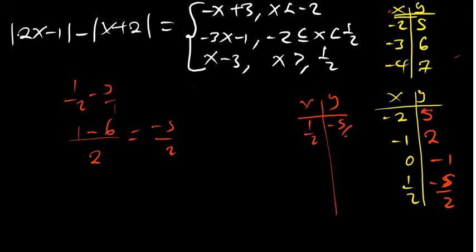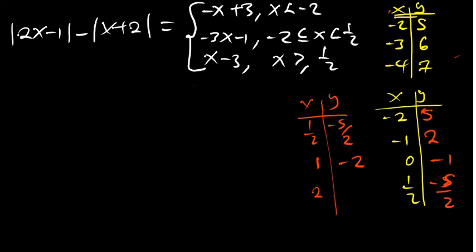Any number again greater than or equal to half, I can get what? I can get 1, right? If I put 1, I'm going to get negative 2. If I put 2, I'm going to get negative 1. If I put 3, I'm going to get 0. Let's end there. Now I have my coordinates. I need to come up with my graph.